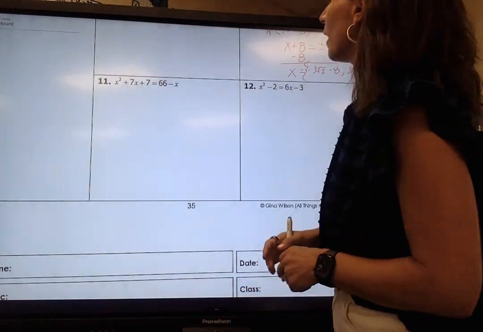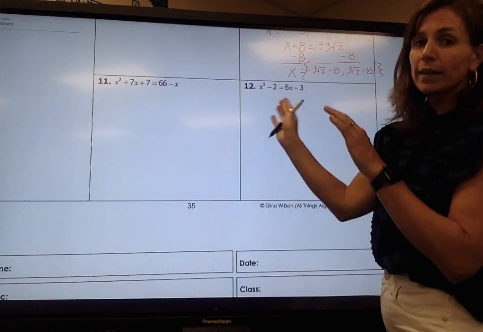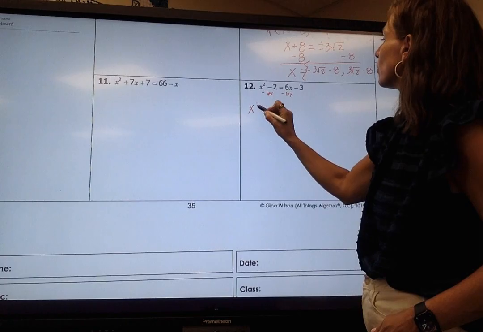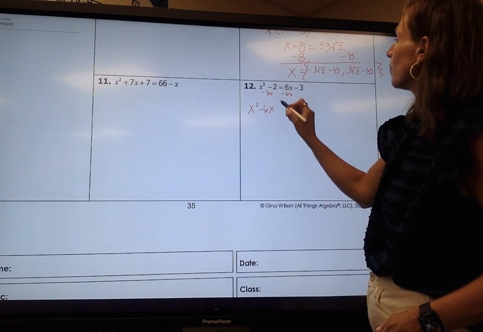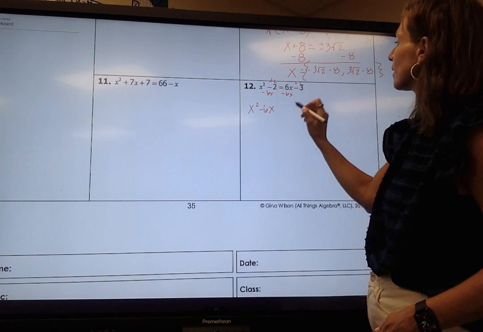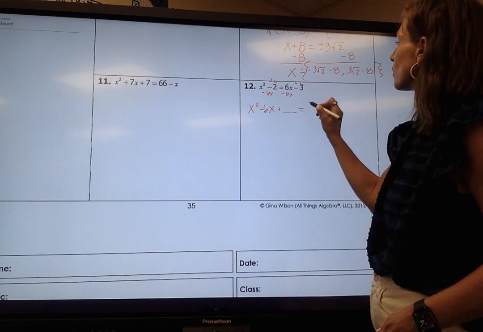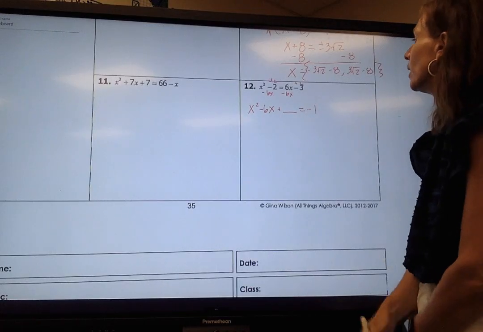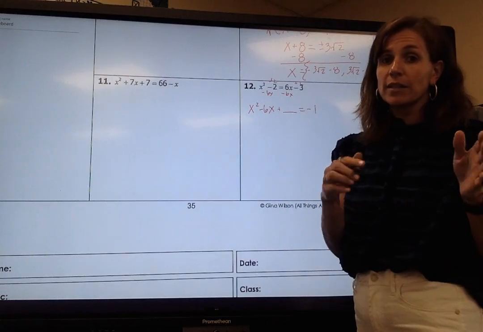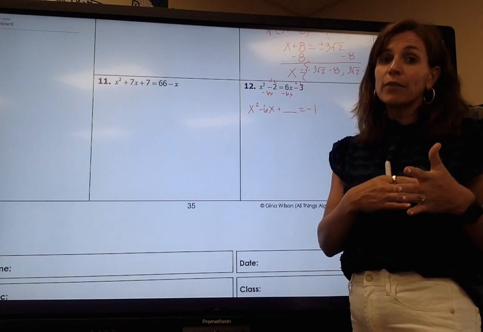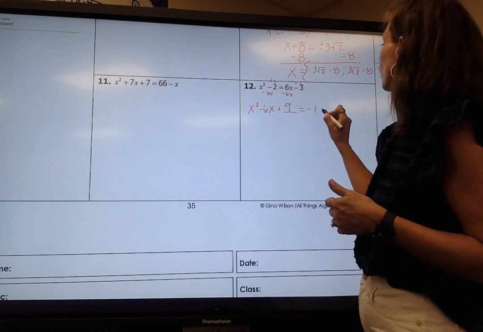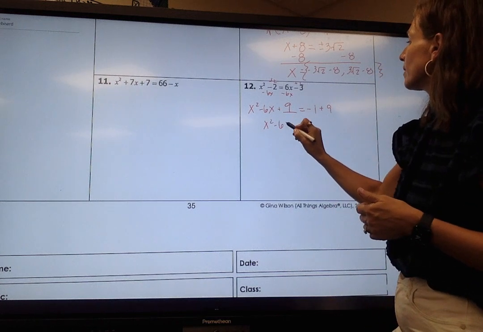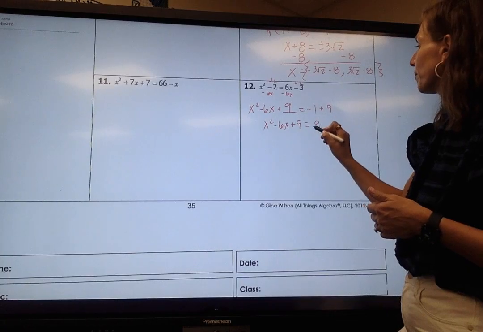So again, I want my constant terms on the right, linear terms on the left. So I'm going to subtract 6x, and I get x squared minus 6x. I'm going to add 2 on both sides to get that constant term to the other side, and I get negative 1. That's what happens when we rearrange it. I'm going to create this term, so negative 6 divided by 2 is negative 3. Negative 3 squared is positive 9. Whatever you do to one side, you do to the other side. And this becomes x squared minus 6x plus 9 equals 8.